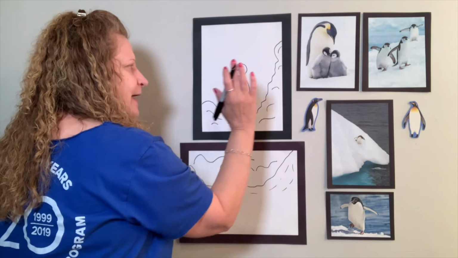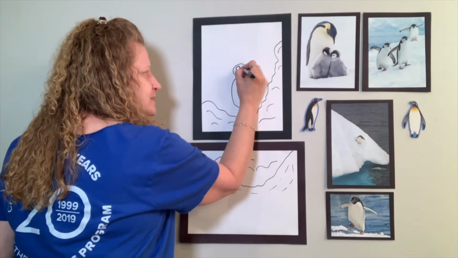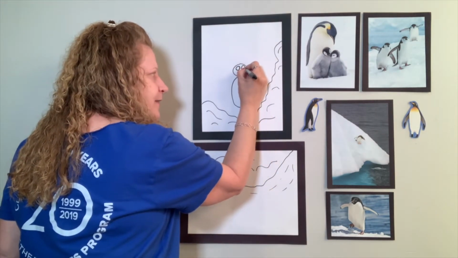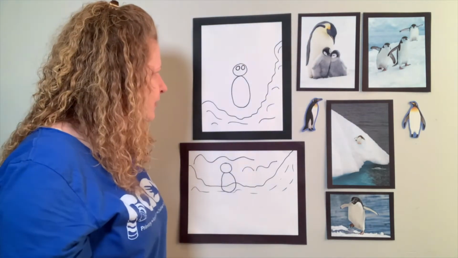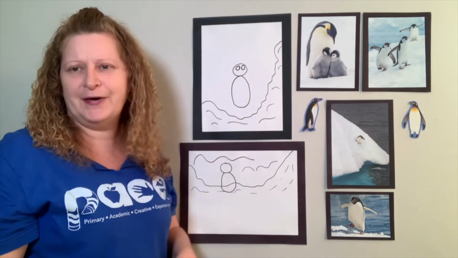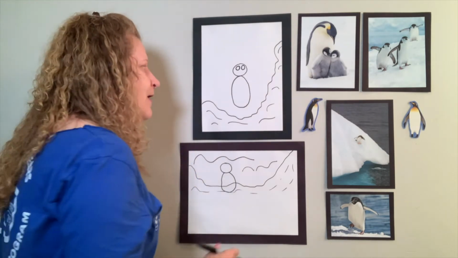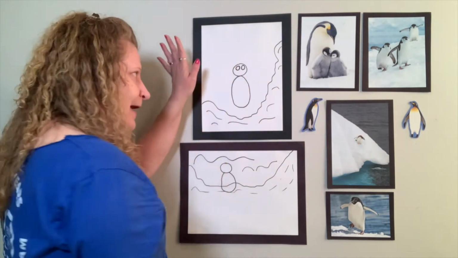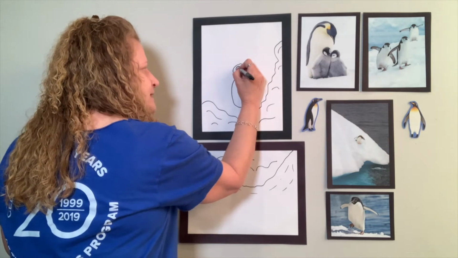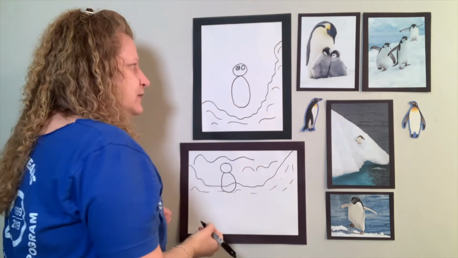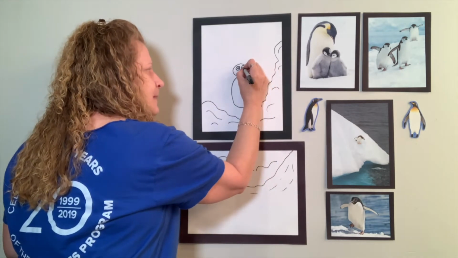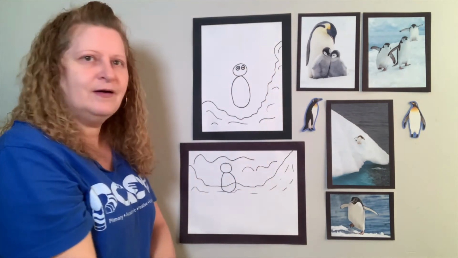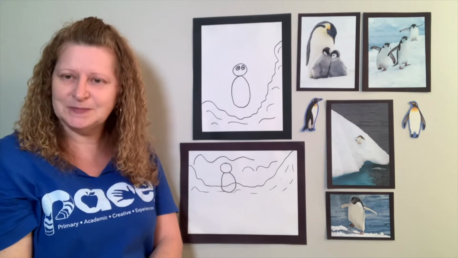Now my right side. I want to draw another one for his eye. So there we go. It could look like a circle or an oval. It really doesn't matter. Now on the inside, on my left eye, I'm going to color in a black circle. And I'm going to do the same thing to the right side. So let's do that now. So there's my penguin's eyes.